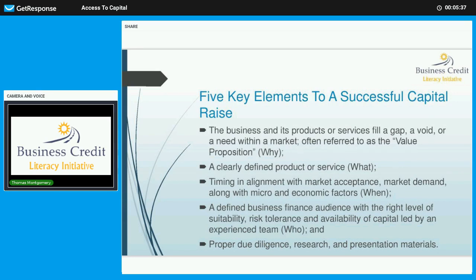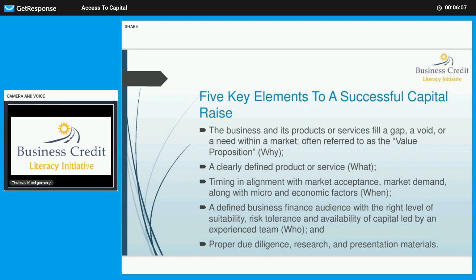If there's not a need, if it's already being met, then it's probably not a real good business idea, because if you do implement, most likely you're going to have to compete on price because the need has already been met. Secondly, you need to have a clearly defined product or service. What is it you're offering? It may seem kind of obvious, but many entrepreneurs we sit down with haven't quite flushed that through in a succinct way, and that can be a real red flag to lenders.